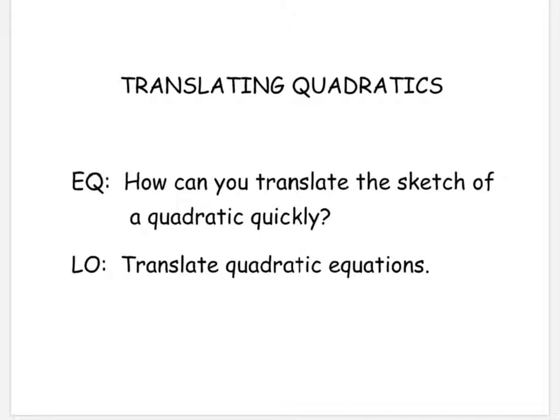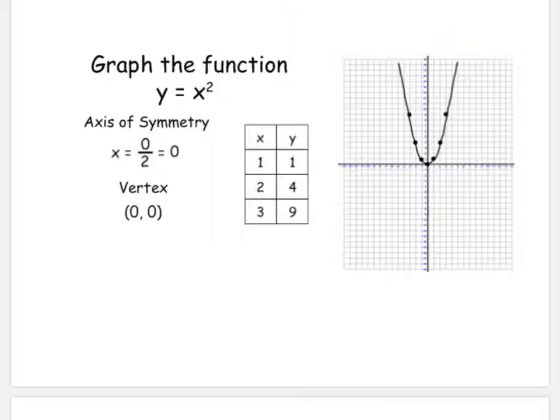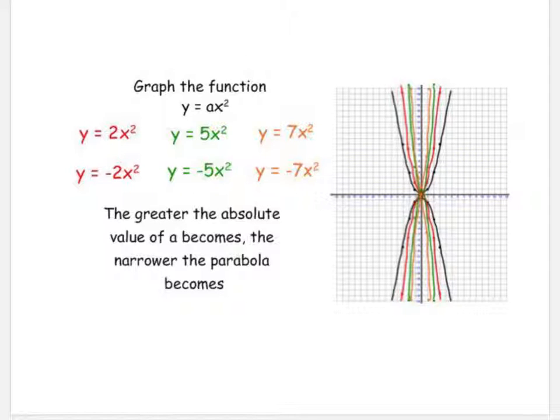This lesson is going to look at translating or moving quadratic equations on the grid. So we're going to start off with the parent function, or the mother function, which is always y equals x squared. The axis of symmetry is x equals 0, and the vertex is 0, 0, and then the table is shown. So that is the mother function, or the parent function, of a quadratic function.